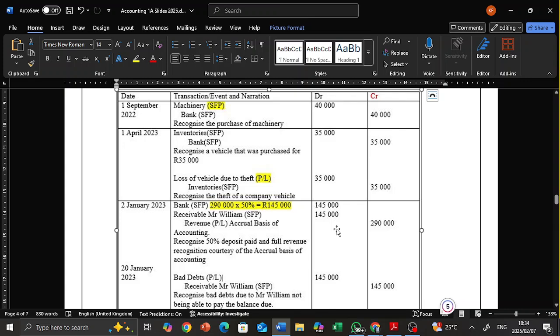Okay. Yeah, Betsy, your hand is up. You may ask. Sir, is revenue the same as sales? Yes. Revenue is the same as sales, the same as income.